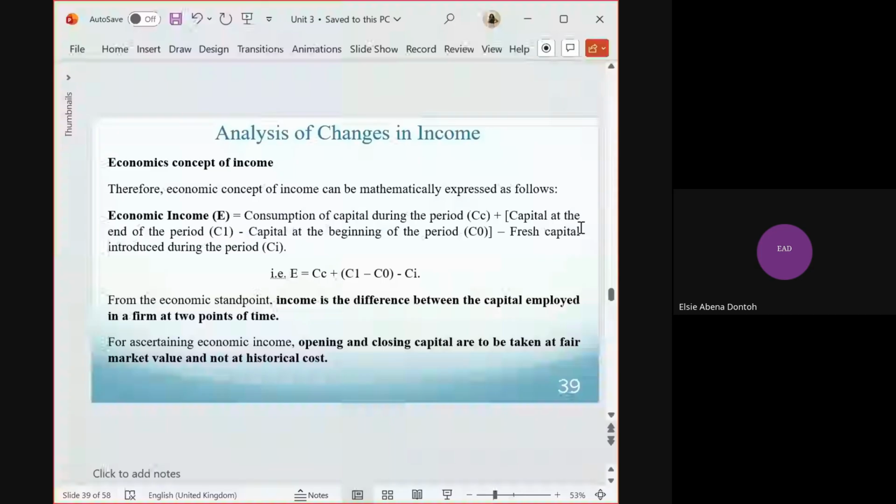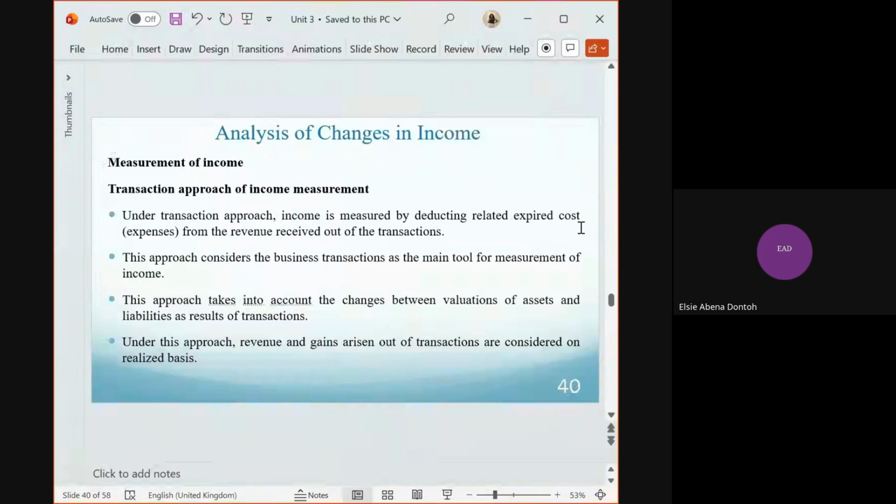So the economic computation of income is consumption of capital during the period plus capital at the end of the period minus capital at the beginning of the period minus fresh capital introduced during the period. From the economic standpoint, income is the difference between capital employed in a firm at two points in time. For ascertaining economic income, opening and closing capital are to be taken at fair market value and not at historical cost.